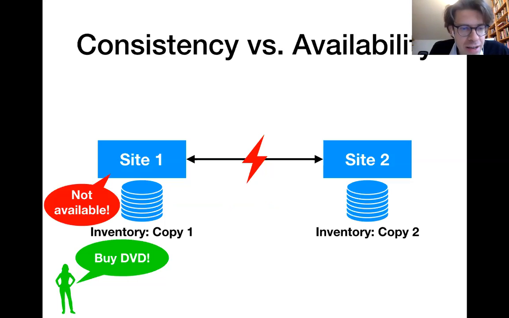The other possibility is that we just say, we are not available, we cannot treat this request, because if we did, our inventory could become inconsistent. And at least in principle, that could cause problems. I mean, imagine, for instance, that both of those sites start accepting buy requests for DVDs independently, and then at some point you have sold more DVDs than you actually have. So there could be problems, but of course here we would make the customer unhappy, and we would lose one sale.